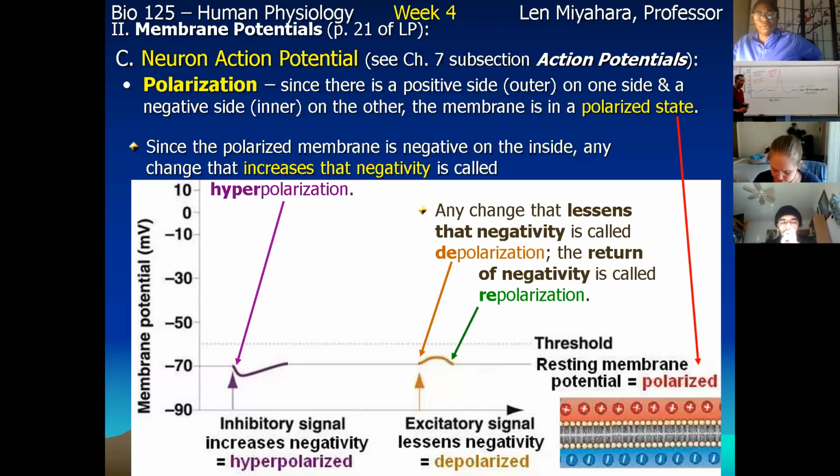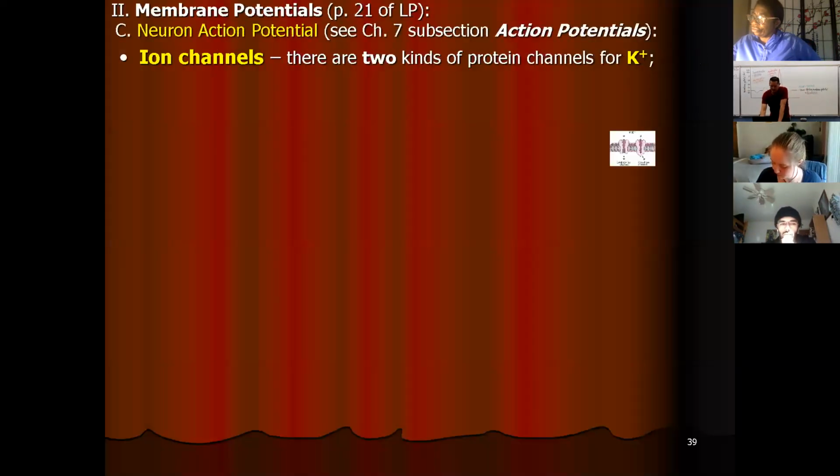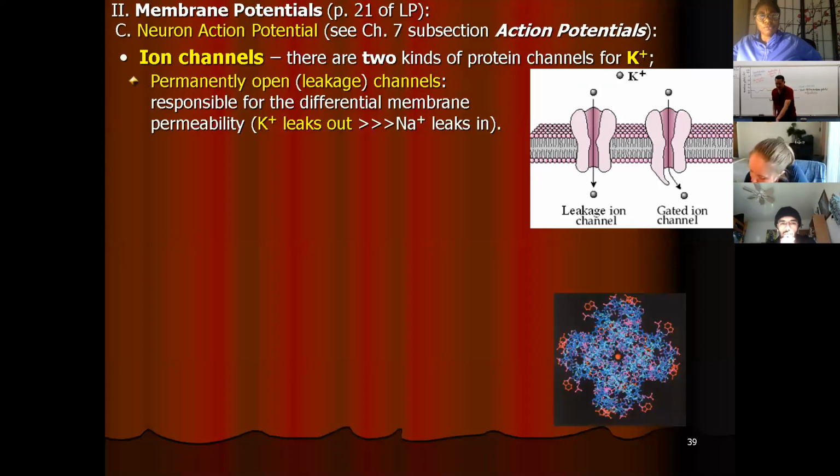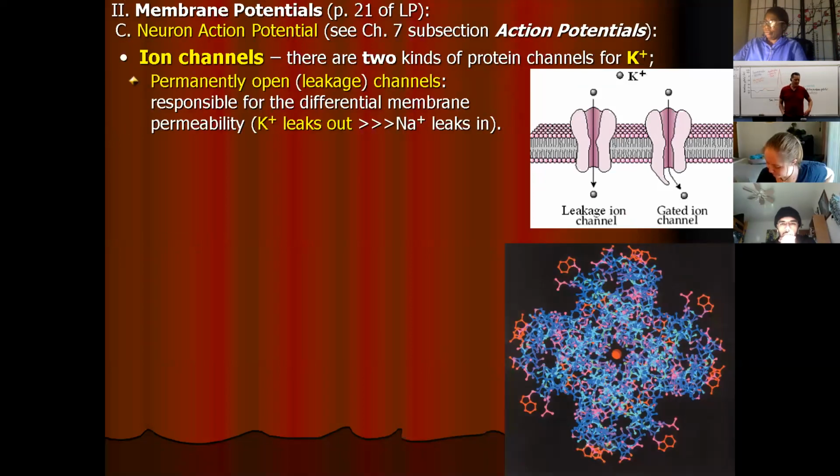Okay, so return to minus 70 is repolarization. I didn't have an arrow, but this is actually right here also repolarization. Any change from minus 70 will be either hyper or depolarization. Every return to minus 70 from that change is repolarization. All right, now let's talk about some of the protein channels, ion channels that play a role in resting membrane potential and action potentials.